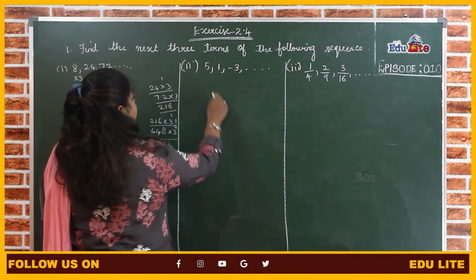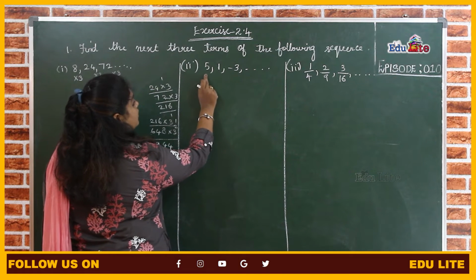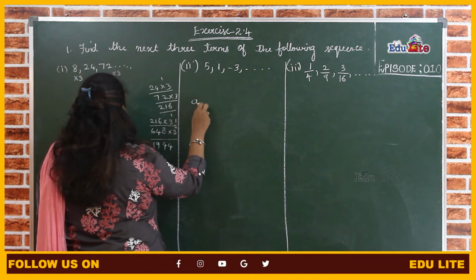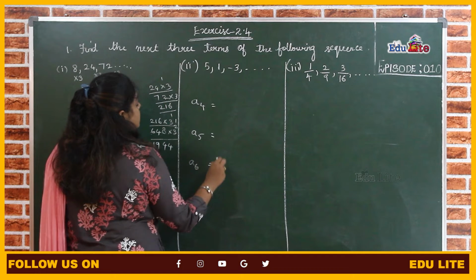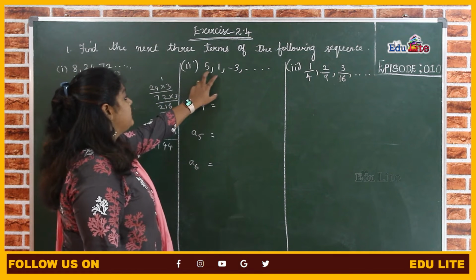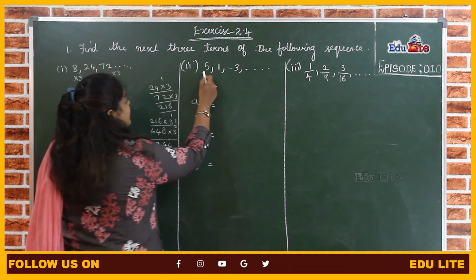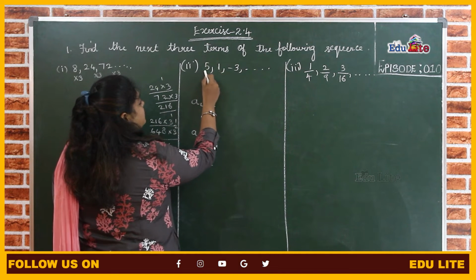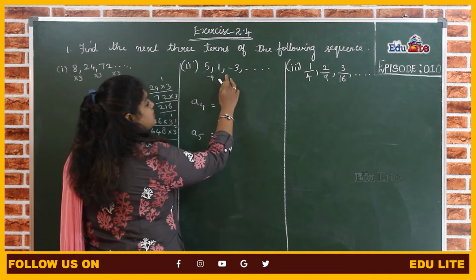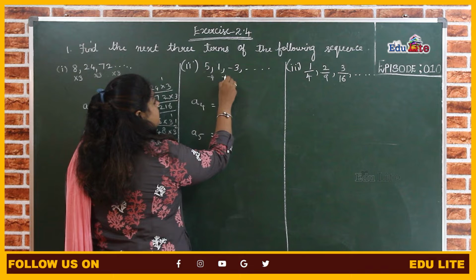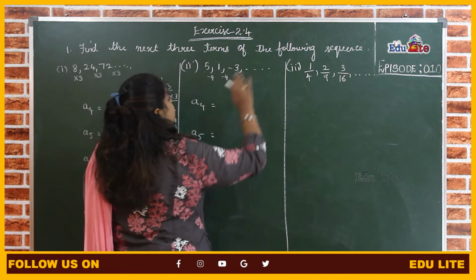Next we have to find the next three terms for this sequence, that is we are given three terms A1, A2, A3. We have to find A4, A5, A6. So to find these, first we have to find out what is the format used with the sequence. What is the connection between 5 and 1? When we subtract 4 from 5 we will get 1. We will apply it for the next two terms also and see. If I subtract 4 from 1, I am getting minus 3. So minus 4 is the pattern used here.